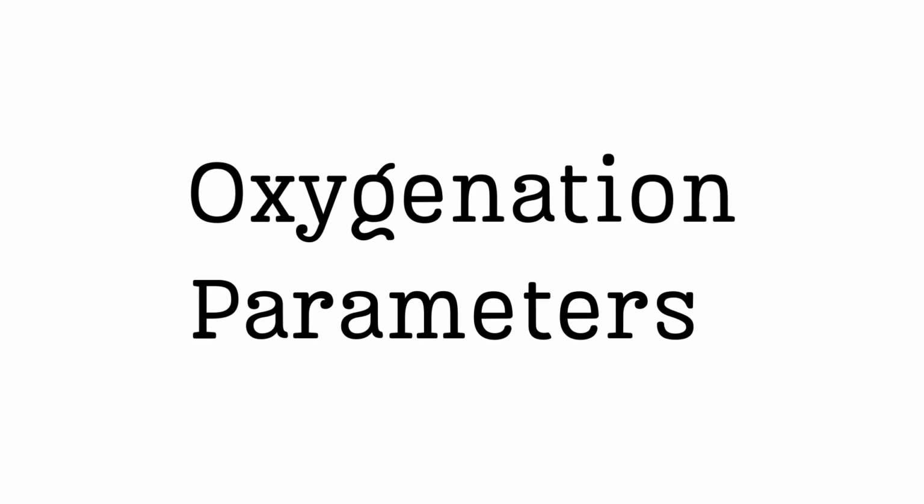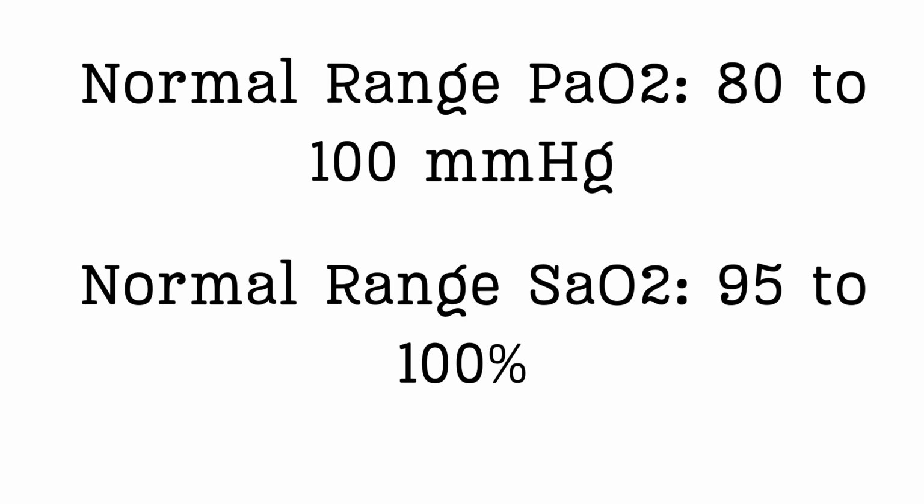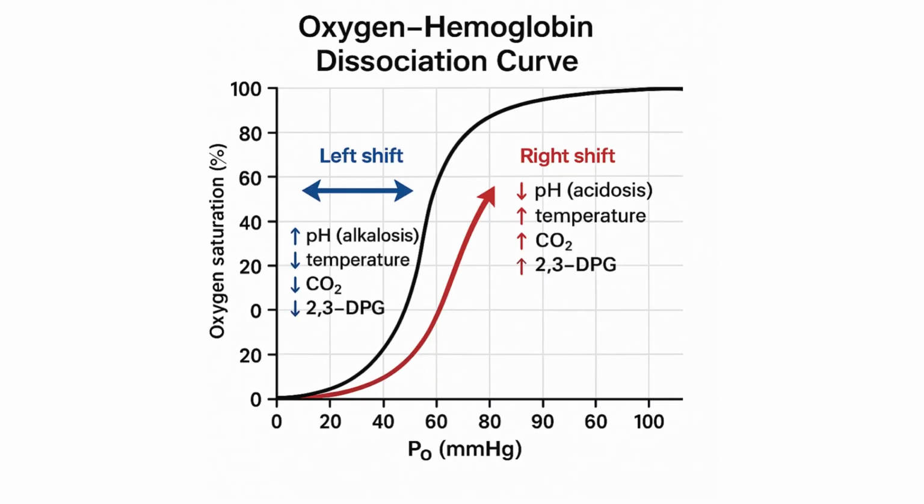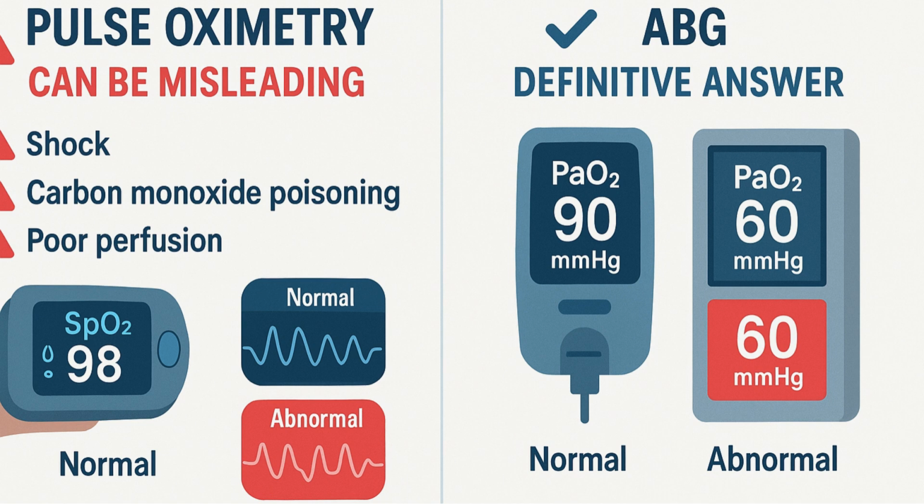PaO2 and SaO2 assess oxygenation. PaO2 normal range is 80 to 100 mmHg. SaO2 should be 95 to 100%. But here is the critical threshold. PaO2 below 60 mmHg indicates severe hypoxemia requiring immediate action.